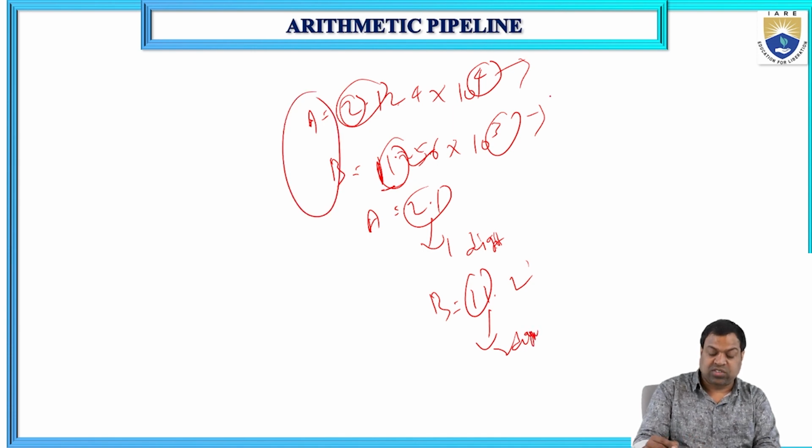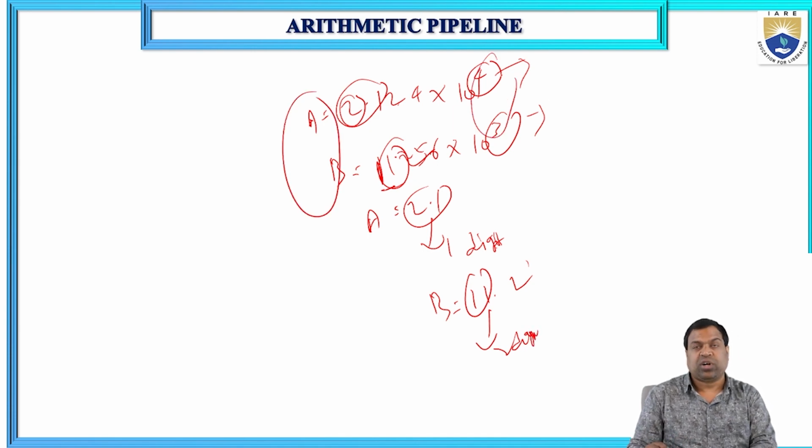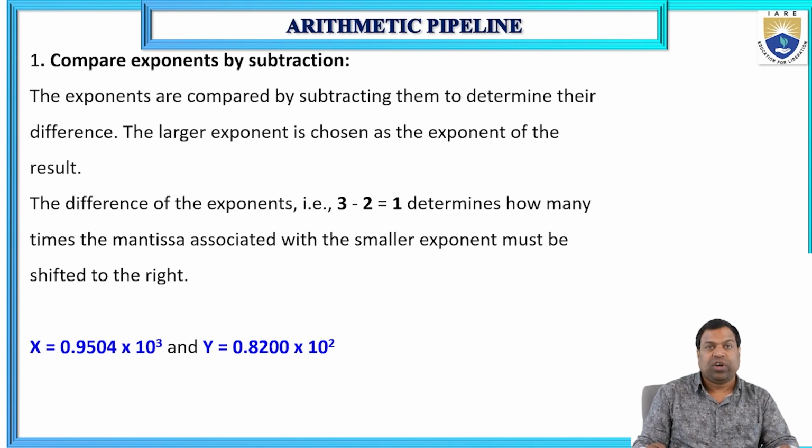So we have to balance these. A and B we have to balance. The mantissa we have to balance, and the exponent has to be balanced. So how are we balancing? Compare exponents by subtraction. The exponents are compared by subtracting them to determine their difference. The larger exponent is chosen as the exponent of the result. The difference of the exponents, that is 3 minus 2 equal to 1, determines how many times the mantissa associated with the smaller component must be shifted to the right.